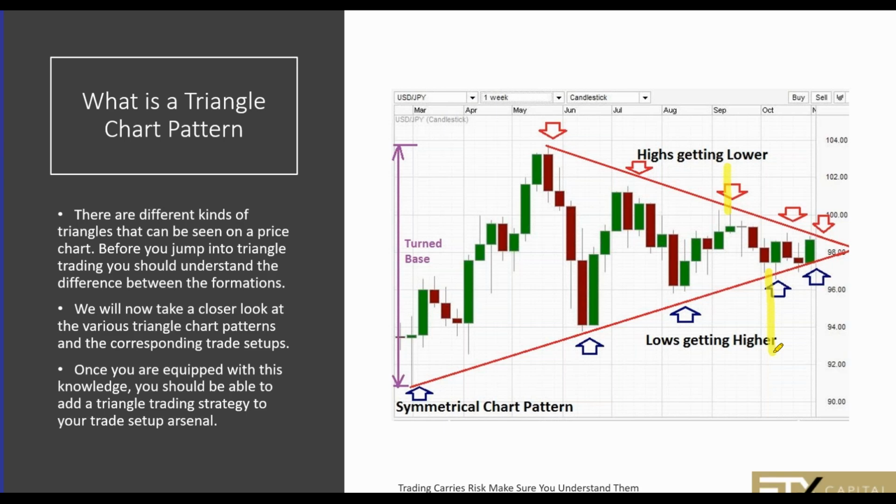Now, there are different kinds of triangles that can be seen on a price chart. Before you jump into triangle trading, you should understand the difference between the formations. We will now take a closer look at the various triangle patterns and the corresponding trade setups. Once you are equipped with this knowledge, you should be able to add a triangle trading strategy to your trading arsenal.